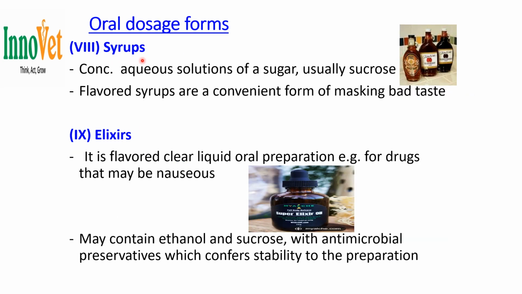So as we proceed to the syrups, these are concentrated aqueous solutions of sugar, majorly sucrose, and these ones contain flavors that mask the bad taste of the active pharmaceutical ingredient. In contrast to the syrups, the elixirs, in addition to the sucrose, also contain ethanol and antimicrobial preservatives that confer stability to the preparation. These ones are also clear oral preparations that are used for drugs that may be nauseous, that cause nausea in humans and also in animals.